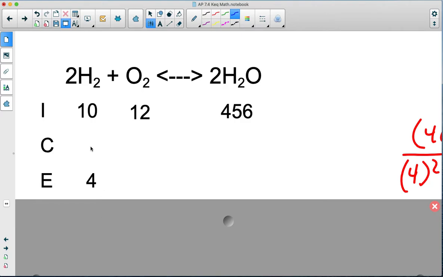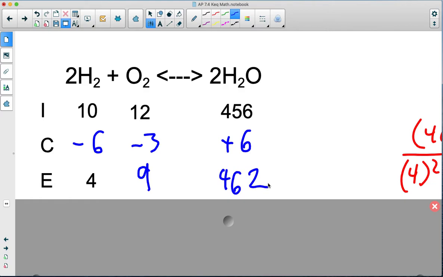So we can look here and say this went down by 6. If that went down by 6 and has a coefficient of 2, this one must have gone down by 3. Think about that for a sec, okay, because that's 2 to 1. This one must have gone up by 6. 12 minus 3 is 9, slightly harder but doable. 456 plus 6 is going to be 462.